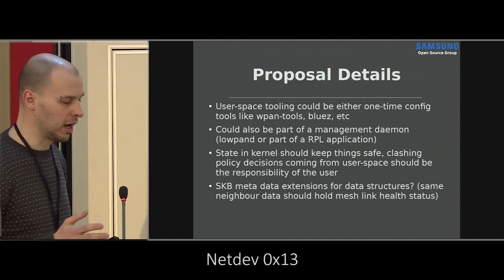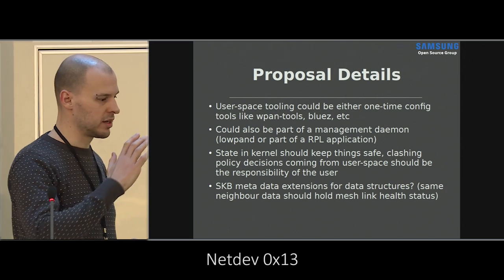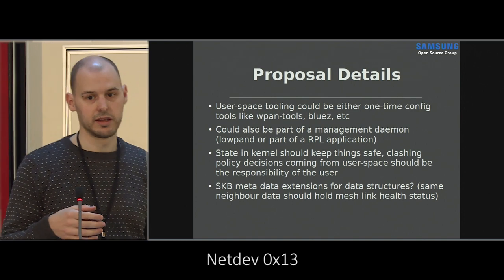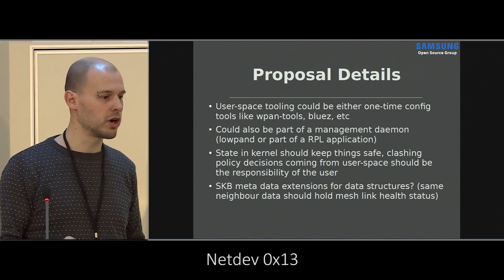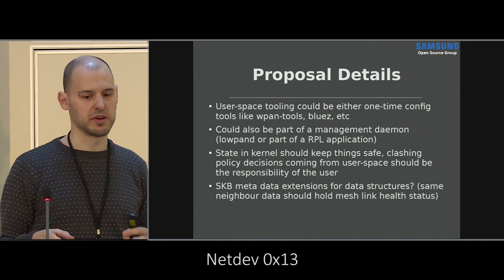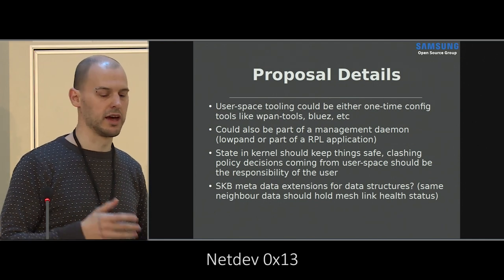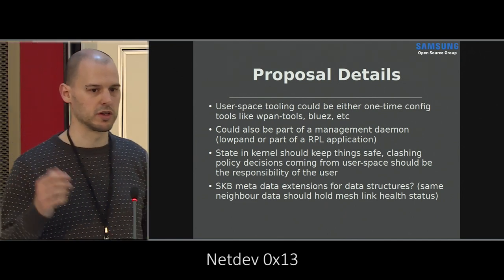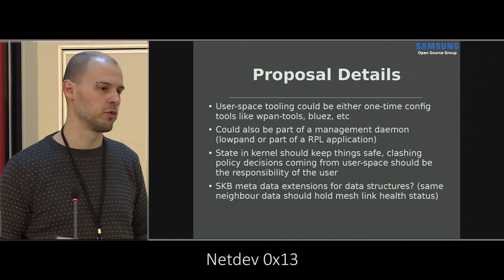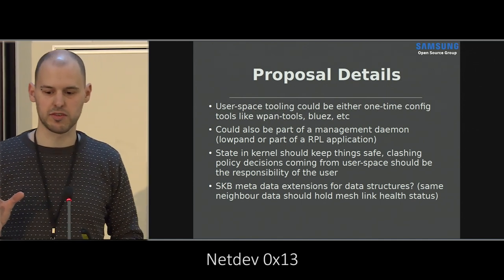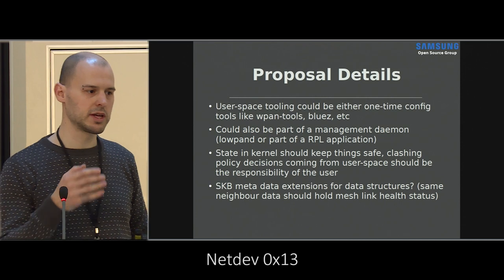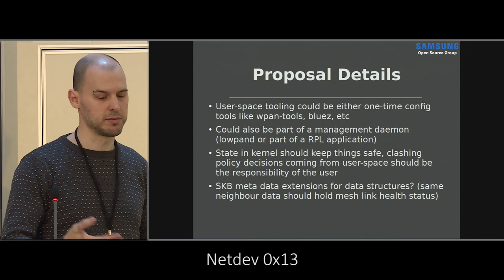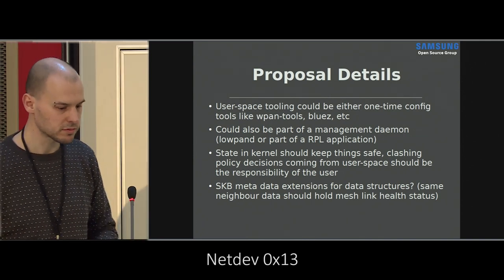As I mentioned before, I wanted to have different tooling options. One is having a tool like iwpan, which we use for 15.4. It's just a one-time configuration. You type in something, it configures the state, it's kept in the kernel. Bluetooth has the same with Bluetooth command line utilities, but they also have the Bluetooth daemon running. So you want to have different ways to configure it, keep the state in the kernel, and still display it to the next utility or tool that might use it and keep track of it.